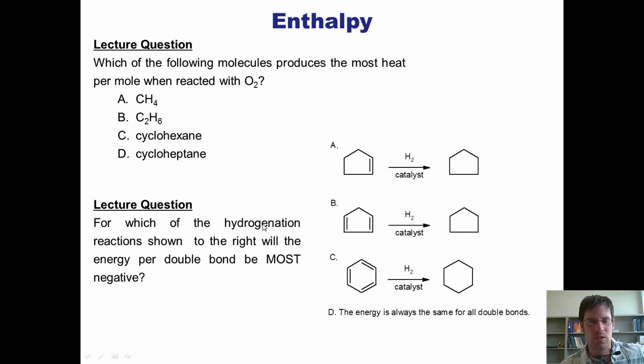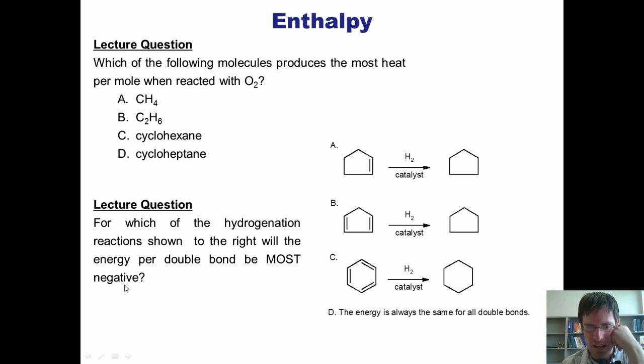For which of the hydrogenation reactions shown to the right will the energy per double bond be most negative? So in these examples right here, what we're doing is we're taking compounds that have double bonds and hydrogenating them to convert them into alkanes. Which of these reactions would be the most negative per double bond? Now this looks like a kind of confusing question, but I really want to reword this. This question, all it's really asking is which of these reactions would give off the most energy.